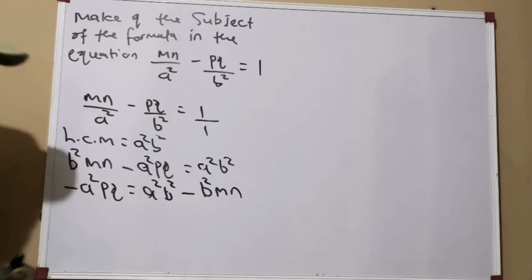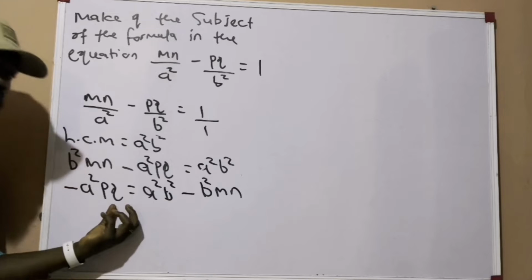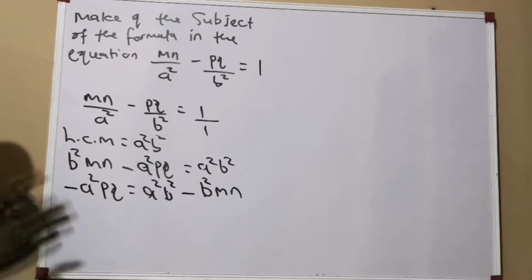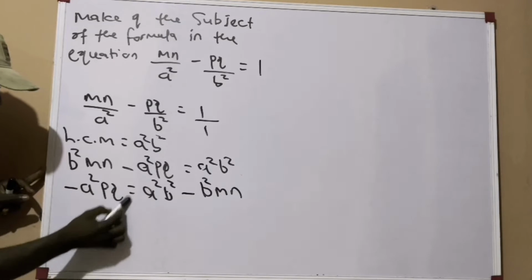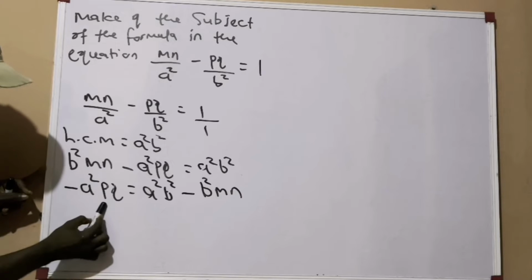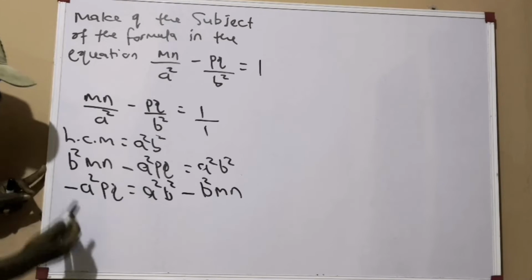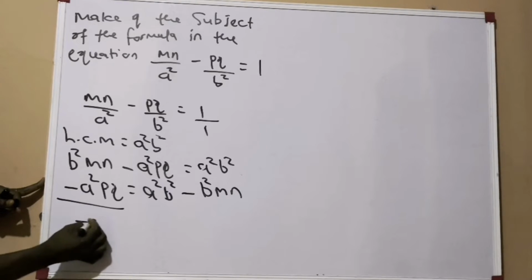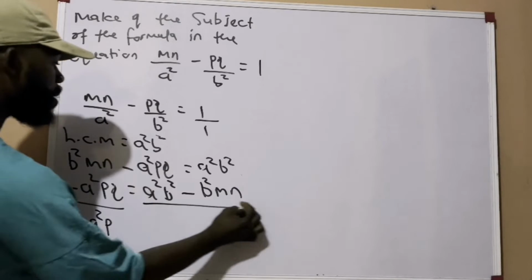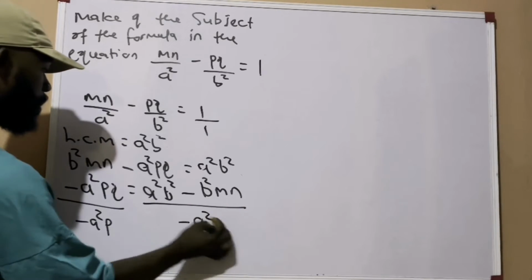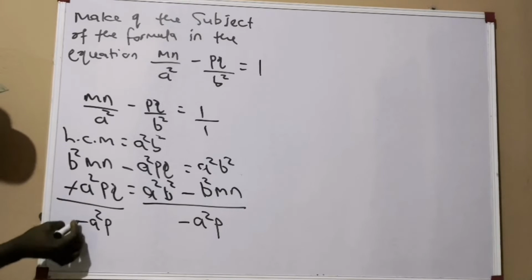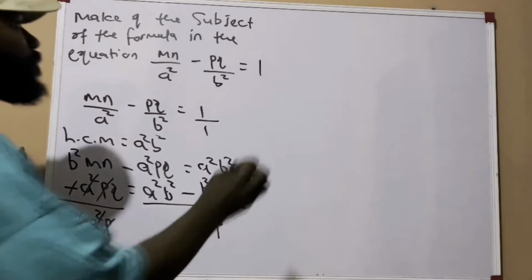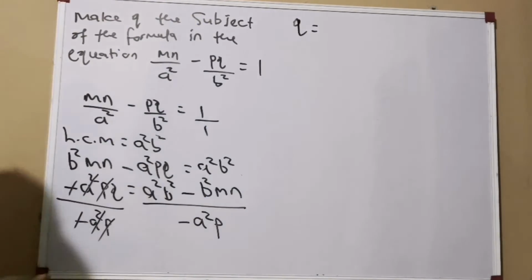Now, don't forget that what we want is to make q the subject of the formula, or q the subject in the equation. Now, what we are going to do is this now. To make q the subject of the formula, we have to remove minus a squared p, so that q will stand alone. And for us to be able to remove minus a squared p, we have to divide both sides. So here becomes over minus a squared p, again all over minus a squared p. Now, minus cancels out minus, a squared cancels out a squared, and p cancels out p. So it means, what do we have left? We have q is equal to.